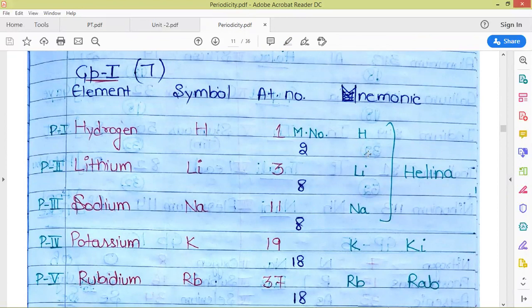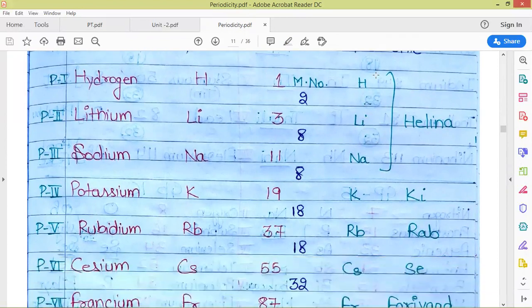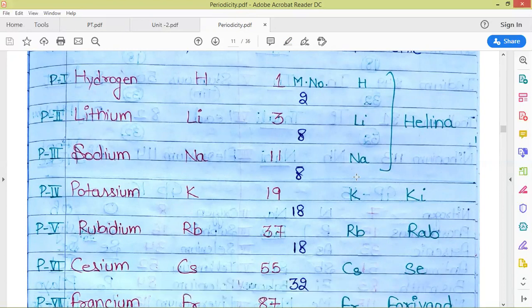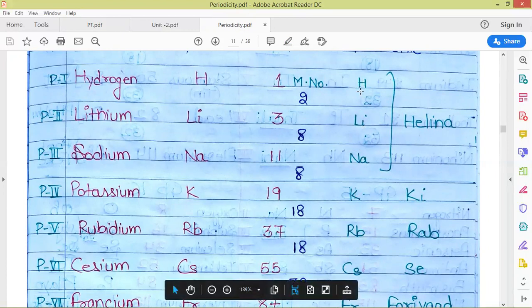So let us see what the mnemonic is for this group. These are the symbols of these elements which have been written here. H represents hydrogen, Li represents lithium, Na represents sodium. These symbols you have to memorize. There is no shortcut for memorizing these symbols. Now the sequence, that these are a part of one group, can be learned by creating a mnemonic.